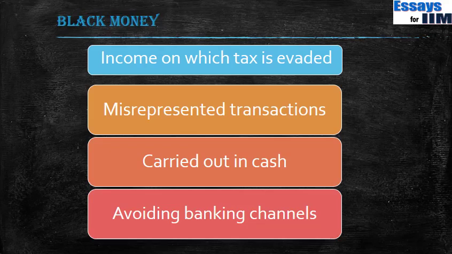So there could be two kinds of things. One is that you earn income but you do not disclose it and hence you evade tax. So the income per se is legal, but you do not pay tax, hence it becomes black money. Secondly, it could be completely illegal income, which obviously you cannot declare in banking channels, and on which tax is also evaded. For instance, income from corruption or income from illegal activities like drug trafficking or any other activity which is in itself illegal. So both these things generate black money.